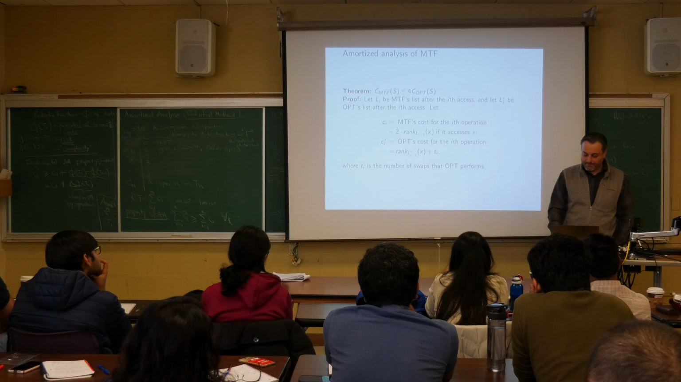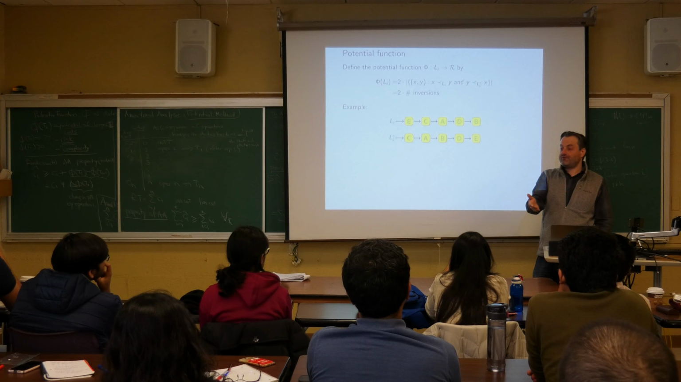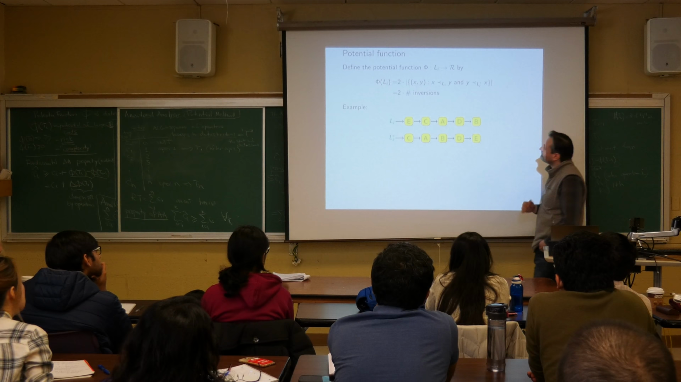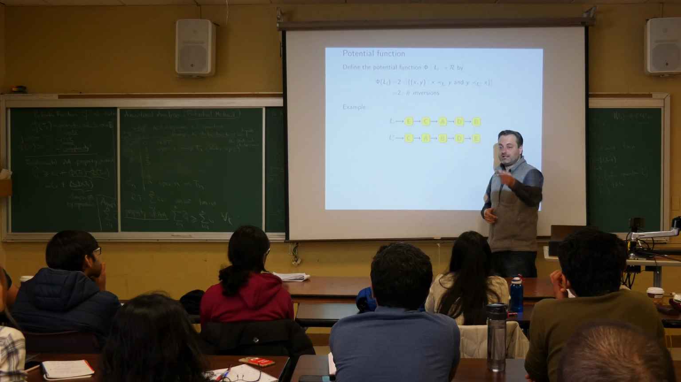So here's our potential function. Of course, we don't have access to Li star. We don't know how this list looks after 3 operations or after 5 operations in the optimal algorithm. We only know how it looks in our algorithm. So what we're going to say is the number of inversions in the list is how many things are inverted between my list after i operations and her list after i operations.